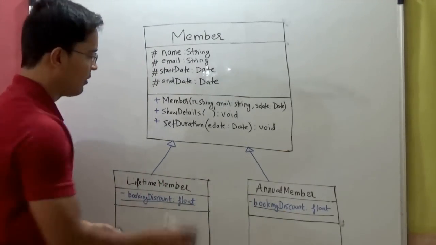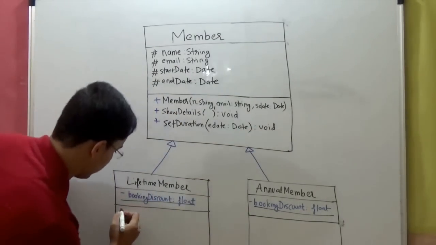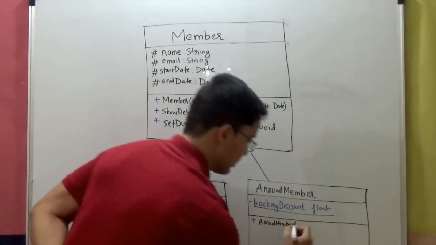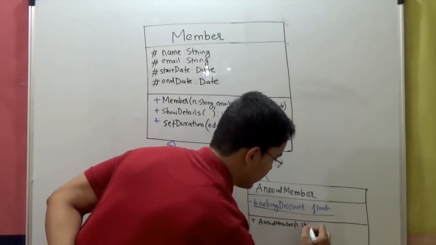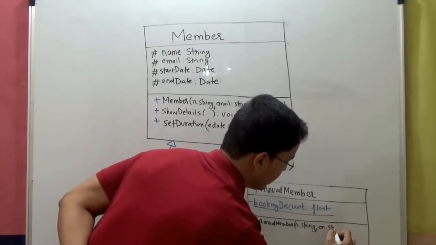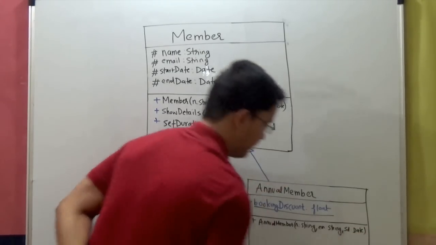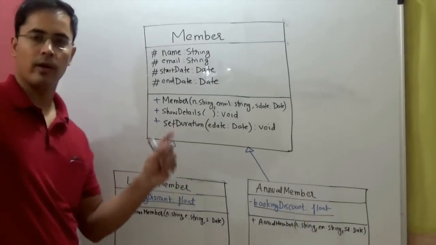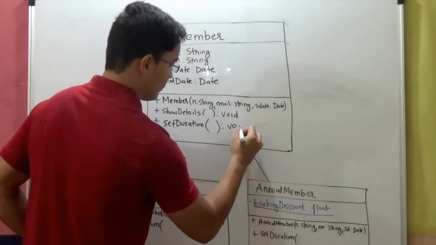The constructor will be pretty much the same signature. So I'll just very shortly draw it. It will also need 3 parameters: name n of type string, email, let's say em of type string, sd, that is of type date for start date, right? Now, as I said, we need to override the set duration method. All right, set duration doesn't require any parameter.